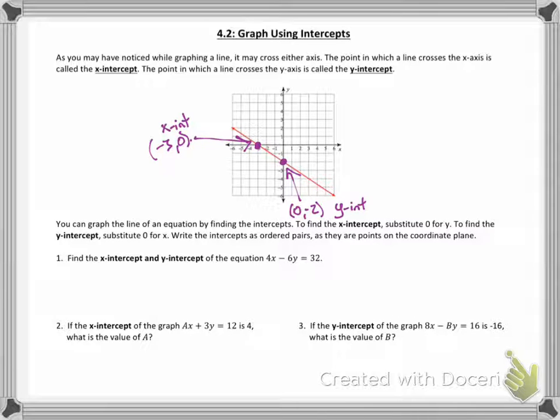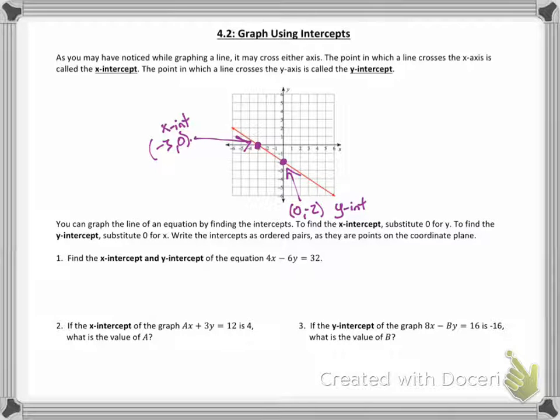What we're going to look at in this video are three things. We're going to look at how to find intercepts algebraically. We're then going to apply that to how to graph a line. And then we're going to take a look at a couple of word problems where we put both of those concepts together. So let's first talk about how we find intercepts algebraically.